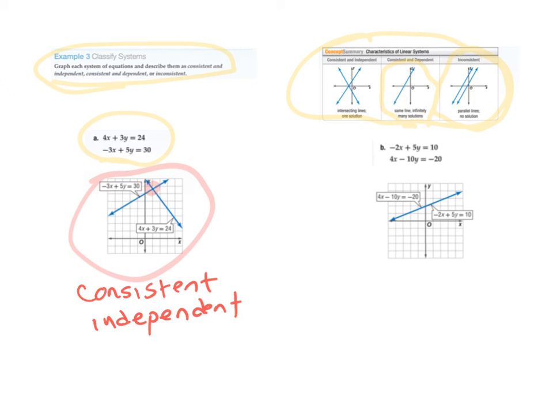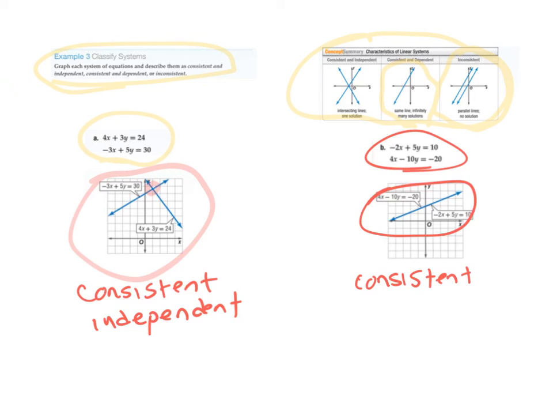Let's look at our next one. These two graphs right here create one line, and one line means they do cross each other, so they are consistent. And because they are going the same direction, they're dependent on each other. Basically, they are the same exact line.